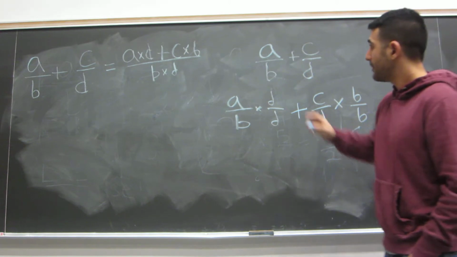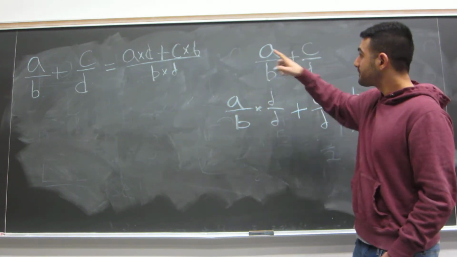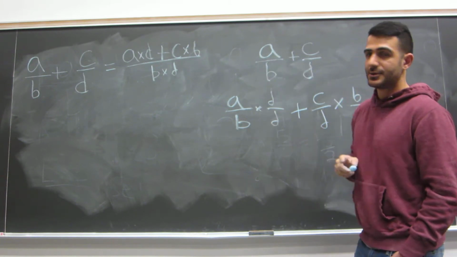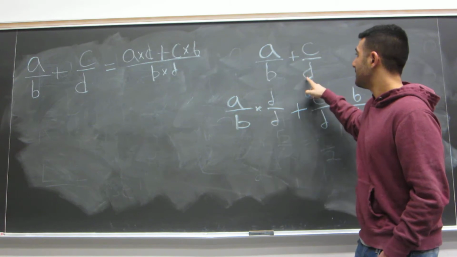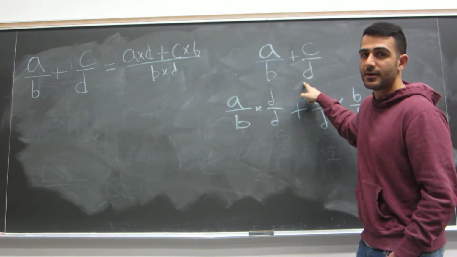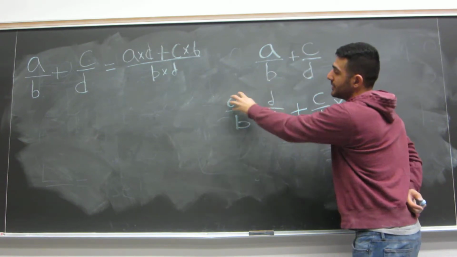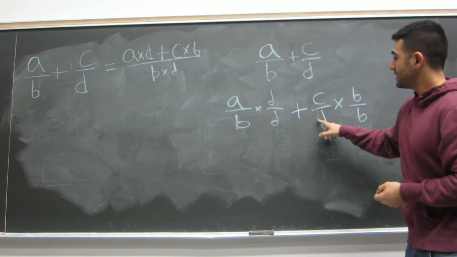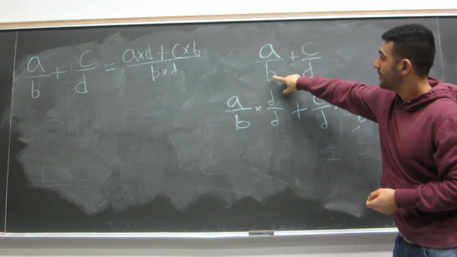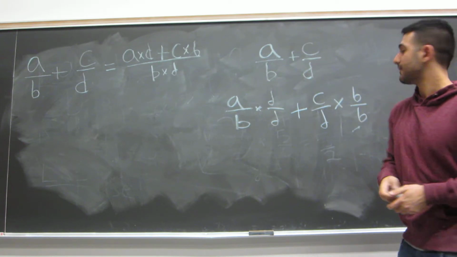So just to recap, what we did was we took these two rational numbers, and I multiplied the numerator and denominator by the other denominator of the second rational number. So I took this rational number, I multiplied the numerator and denominator by it. And for this rational number, I just multiplied the numerator by b and the denominator by b. It's a mouthful.